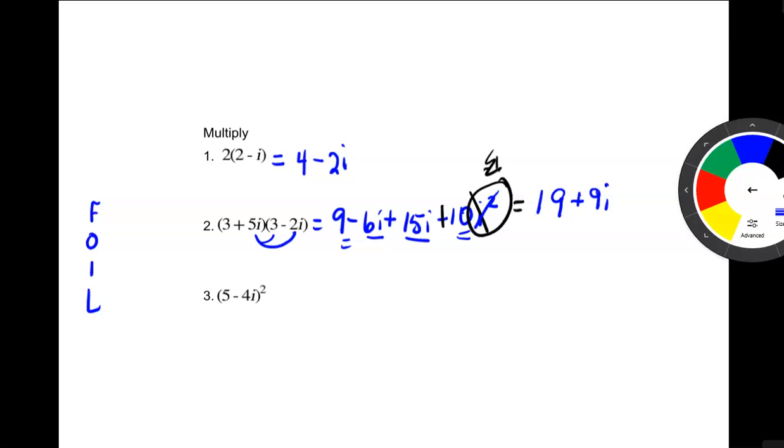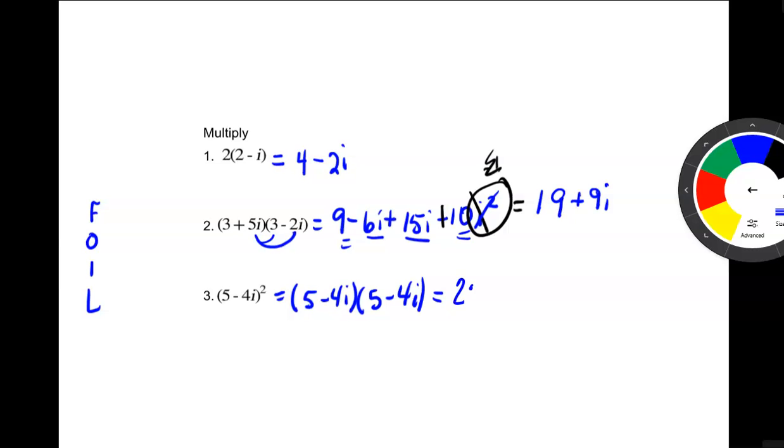Okay, let's do the last one. This is actually just another FOIL problem. I'm just going to write it out. When you square something, you take it times itself. So this is just 5 minus 4i times 5 minus 4i. You have to do FOIL. If you don't do FOIL, you're going to miss a piece, unless you just happen to know the rule for taking the square of a binomial.